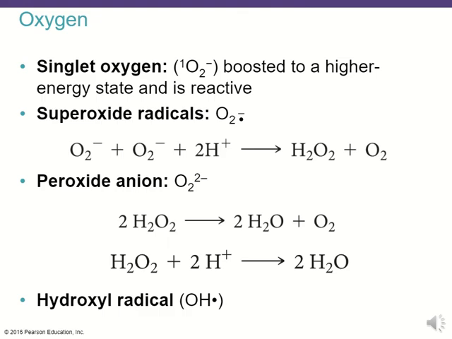Now, oxygen can actually be hazardous because it has a tendency to form different radical or unstable compounds. One example is singlet oxygen, which is a highly energetic and reactive version of molecular oxygen. There are superoxide radicals, as well as peroxide ions and hydroxyl radicals. Essentially, these are molecules of oxygen that are very unstable and can do a lot of damage to living cells.